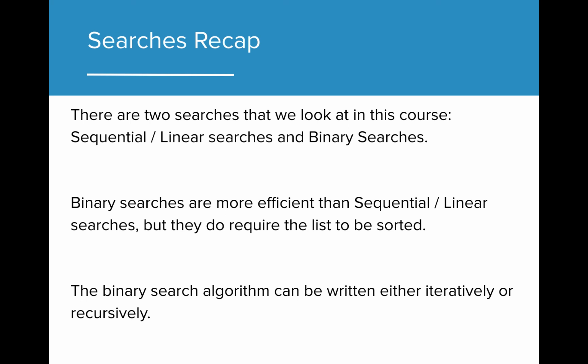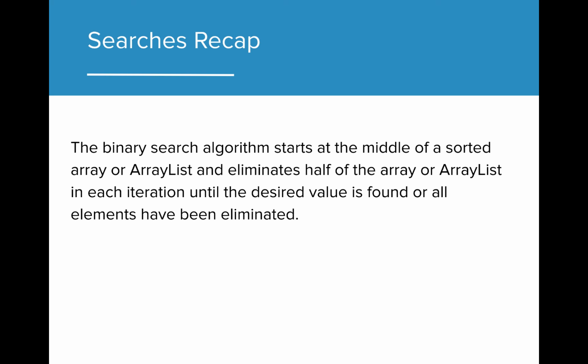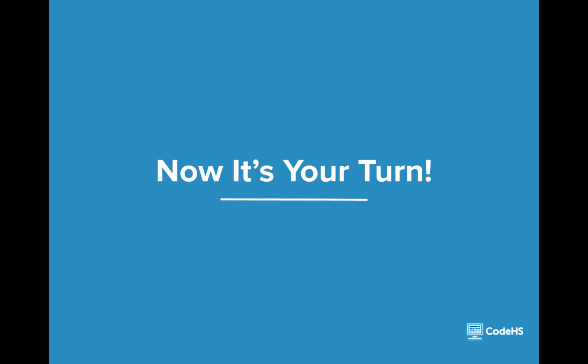A binary search can be done using either an iterative approach or a recursive approach. Binary searches eliminate half of the list each time through by testing the midpoint and adjusting the search parameters accordingly. Now that you've practiced using recursive searching, let's get some practice using it in the editor.